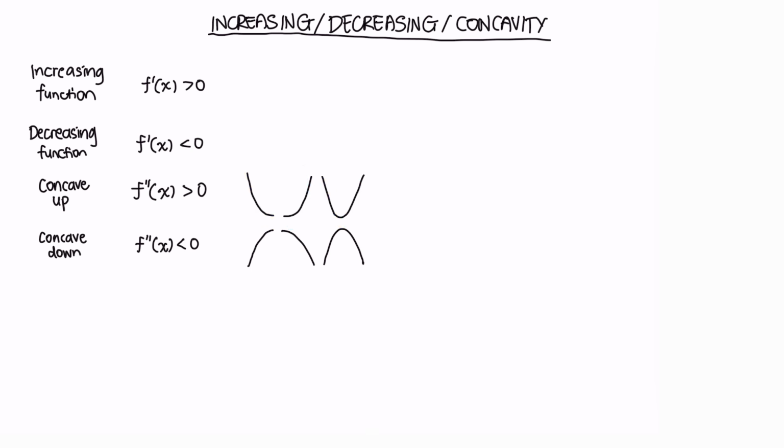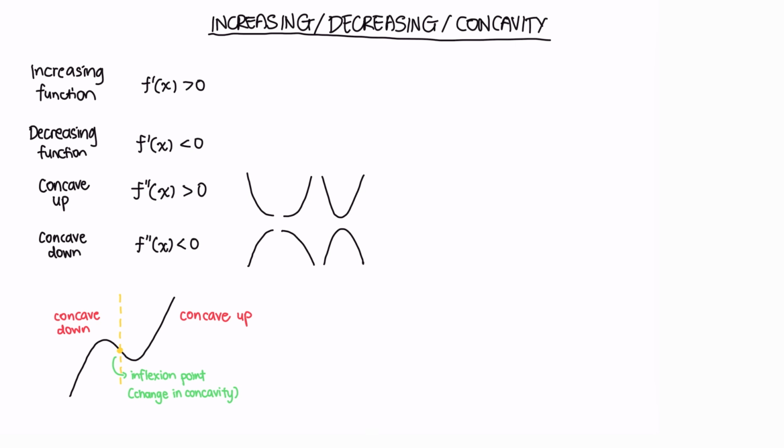Likewise, the mathematical definition of concave down will be f prime prime x is less than 0 for the domain of f(x). For concave down, the graph will look like a sad face. Again, even if we were to take any part of this sad face, this part over here, or this part over here, the graph is still considered concave down.